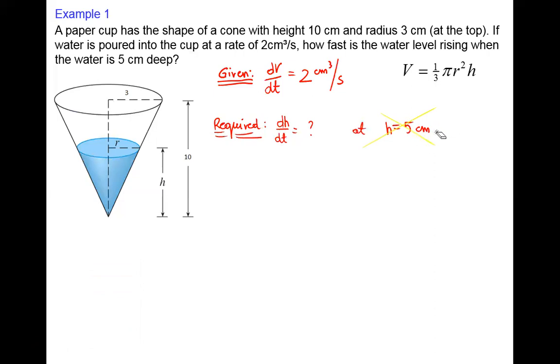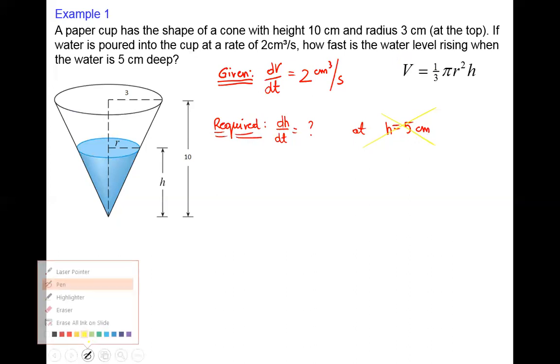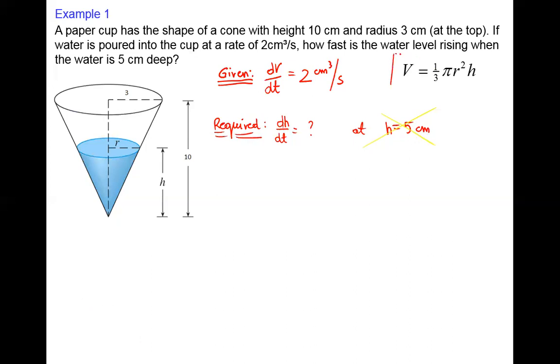I will uncover this, and of course I will use it as soon as I get a formula for dh/dt. Then I'm looking for dh/dt at the moment that height is 5. For now, I can't use 5. I have to use h as a function of time. That means we have a given information, we have a required information, and we're looking for the relationship, and the relationship is given. It's simply the formula for the volume of the cone.